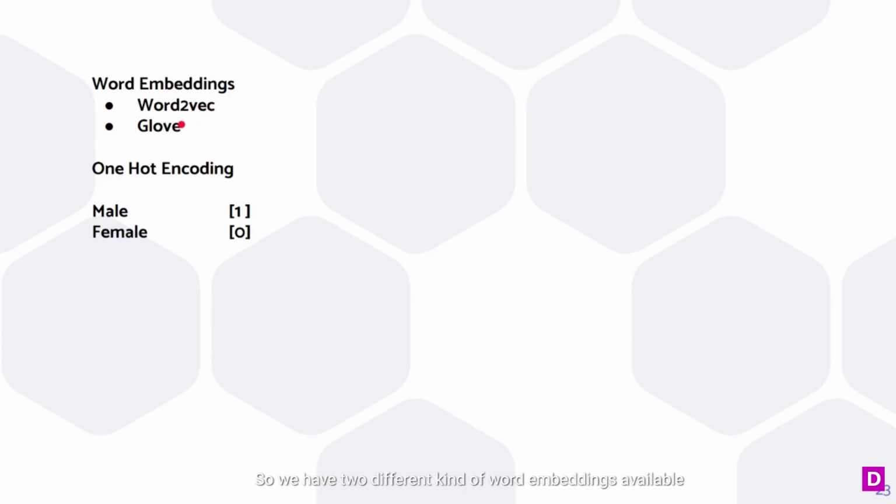We have two different kinds of word embeddings available in the market today. They are word2vec and GloVe. These two are different types of word embeddings. Both perform very well when it comes to the task of converting textual data into numerical form. We use these to convert any kind of textual data into a matrix or a vector form. The output of these two word embeddings would be an embedding, a vector represented in numerical form.